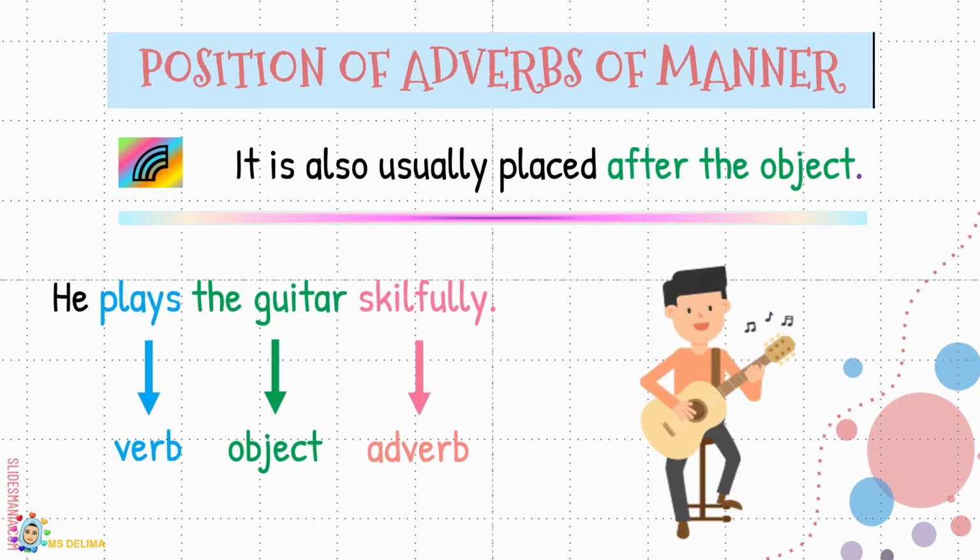Next, an adverb of manner is also usually placed after the object. For example, he plays the guitar skillfully. The object here is the guitar and the adverb of manner is skillfully. So the adverb of manner, skillfully, is put after the object, the guitar. So the sentence here is he plays the guitar skillfully.